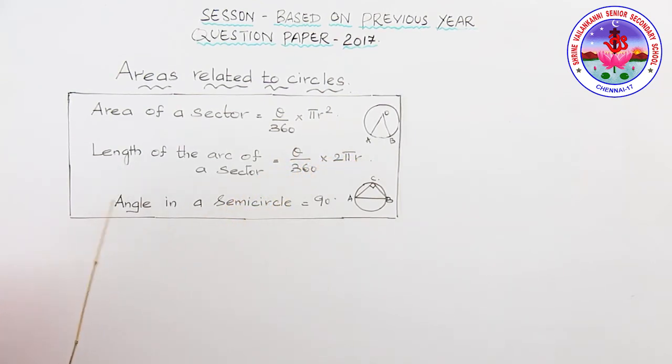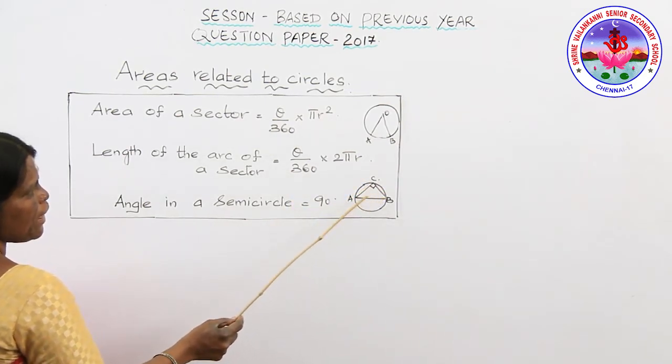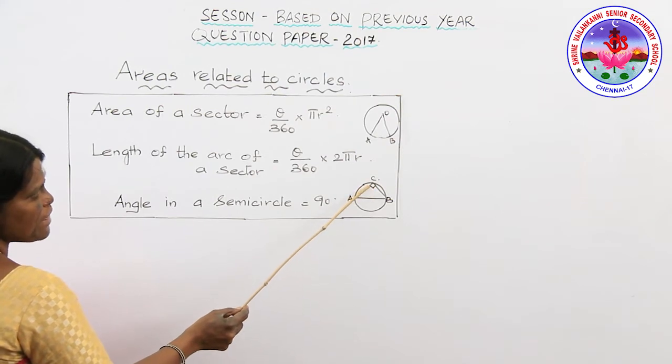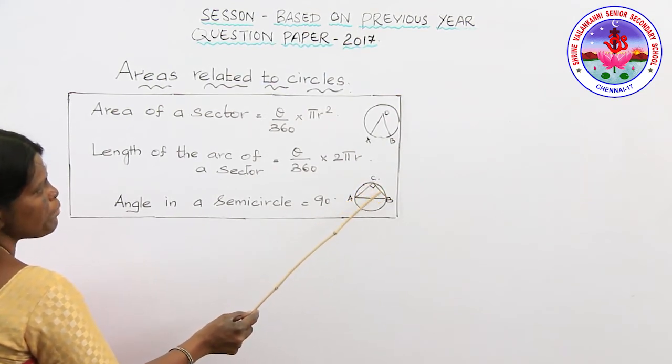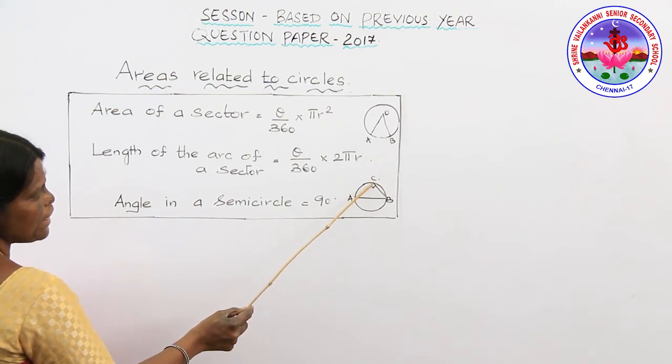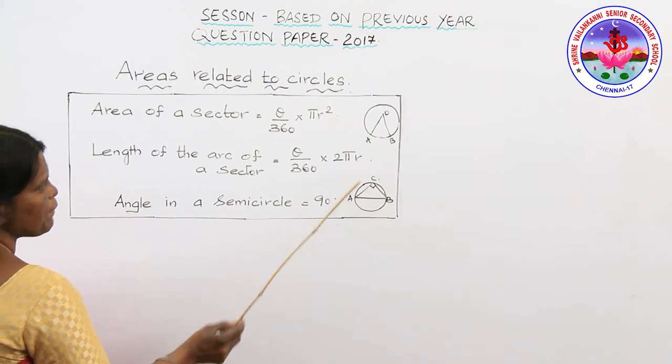Next, you would have studied in your 9th standard itself that the angle in a semicircle is equal to 90 degrees. So, I have taken the semicircle and the angle formed inside the semicircle. I can say that the angle formed in a semicircle is 90 degrees, so my angle C will be equal to 90 degrees.